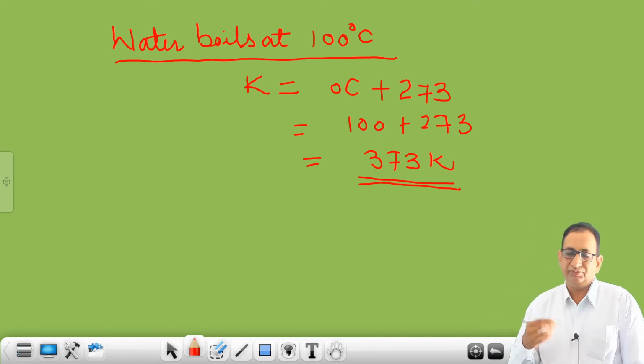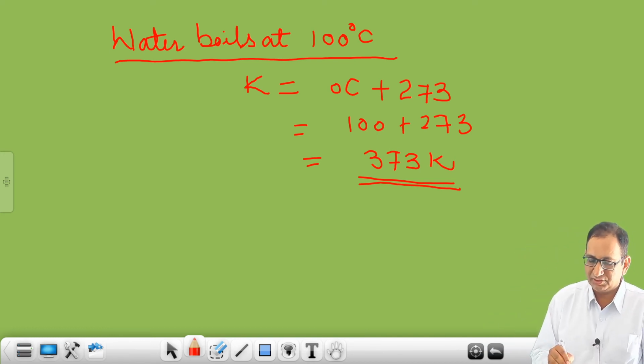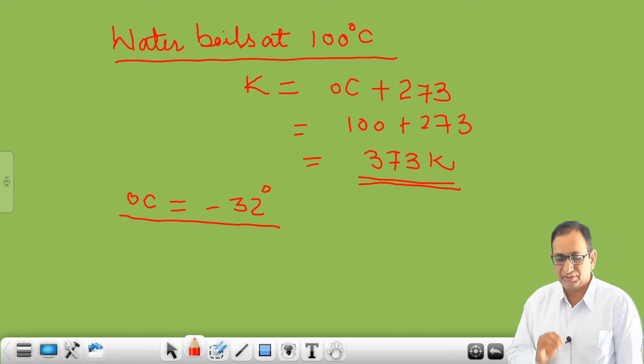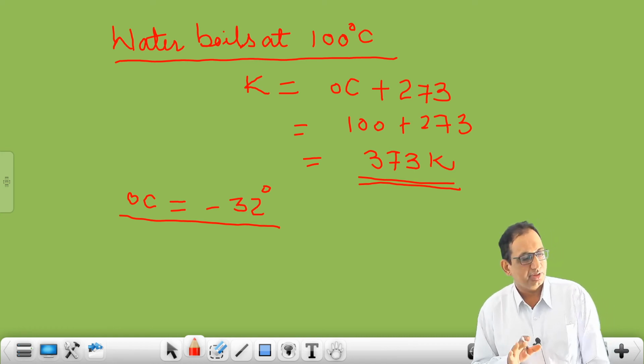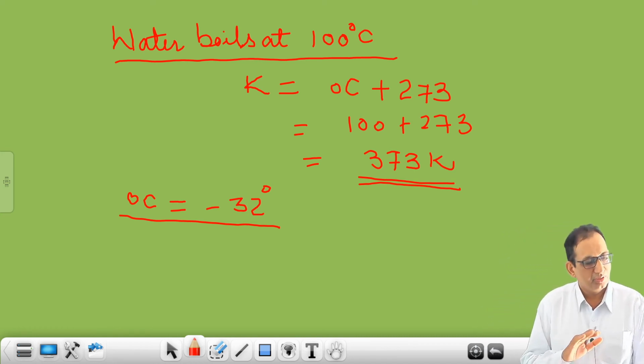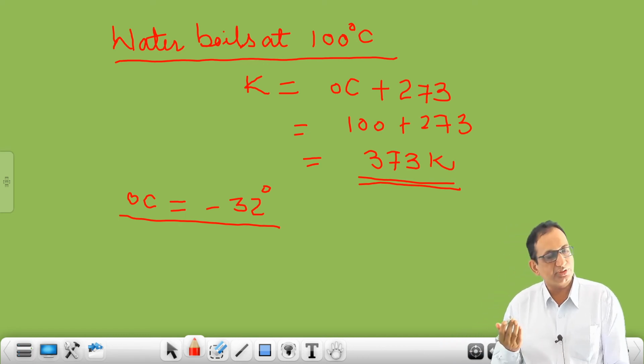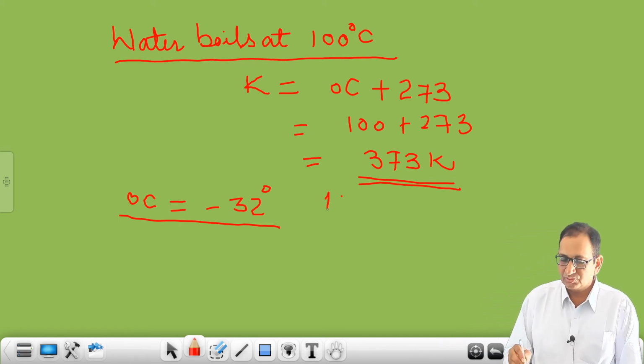And suppose the degree Celsius temperature is given in minus. If you are given a temperature in degree Celsius, suppose minus 32 degrees, and you have to convert it into the Kelvin scale, that's also easy.